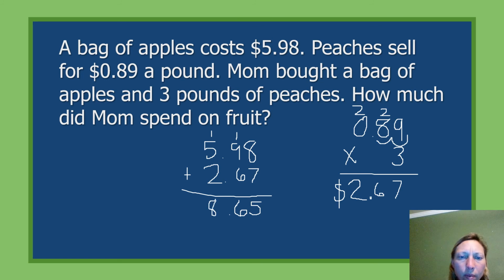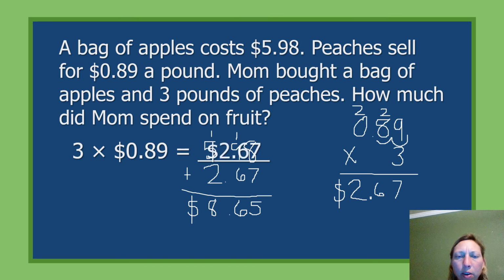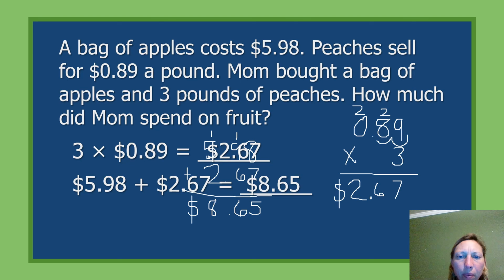All right, $8.65. So let's see if we got that correct. 3 times 89 is $2.67. $5.98 plus $2.67 is $8.65. So we got that one correct.